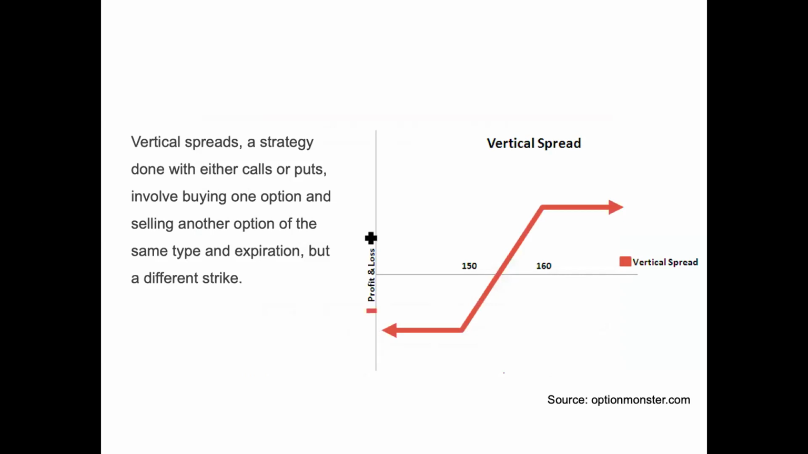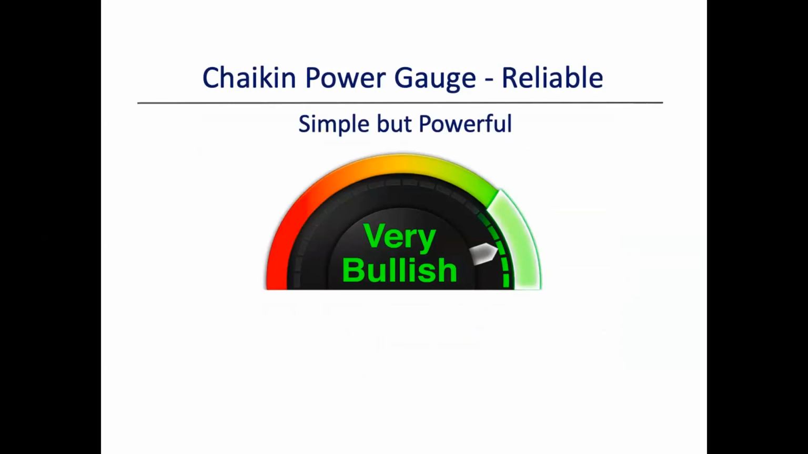Vertical call spreads when you're bullish, vertical put spreads when you're bearish. You buy an option that's in the money and you sell an option that's out of the money, same expiration date, different strike prices. You reduce the cost, as we saw in the S&P example. So we're going to be looking at vertical call spreads and then one or two vertical put spreads over the balance of the webinar. But everything for us starts with the Chaikin Power Gauge rating.